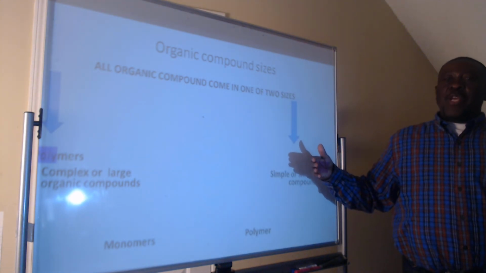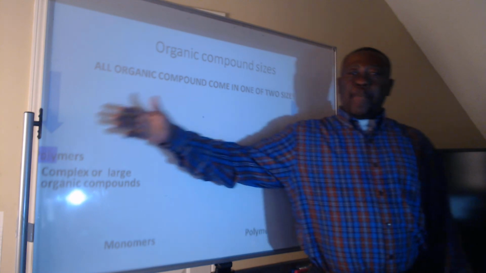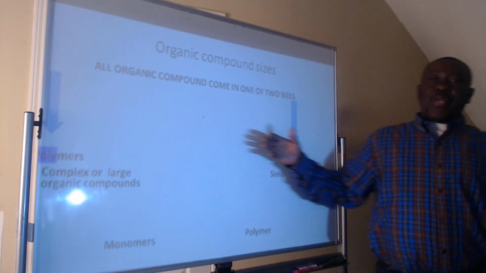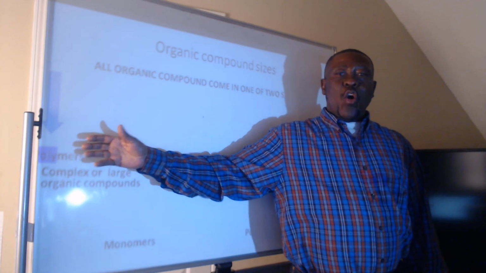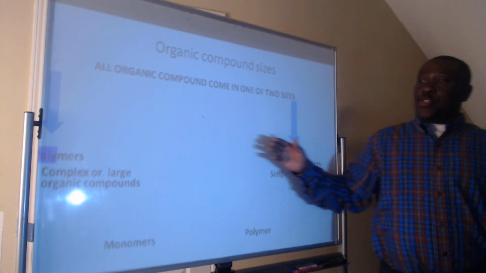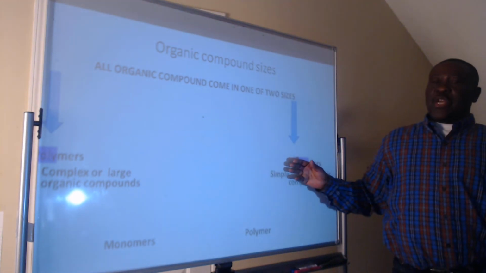Okay, so to make polymer, you're going to need monomer. You cannot make something big until you start with something small. Okay? So to make polymer, you always have to start with monomer.